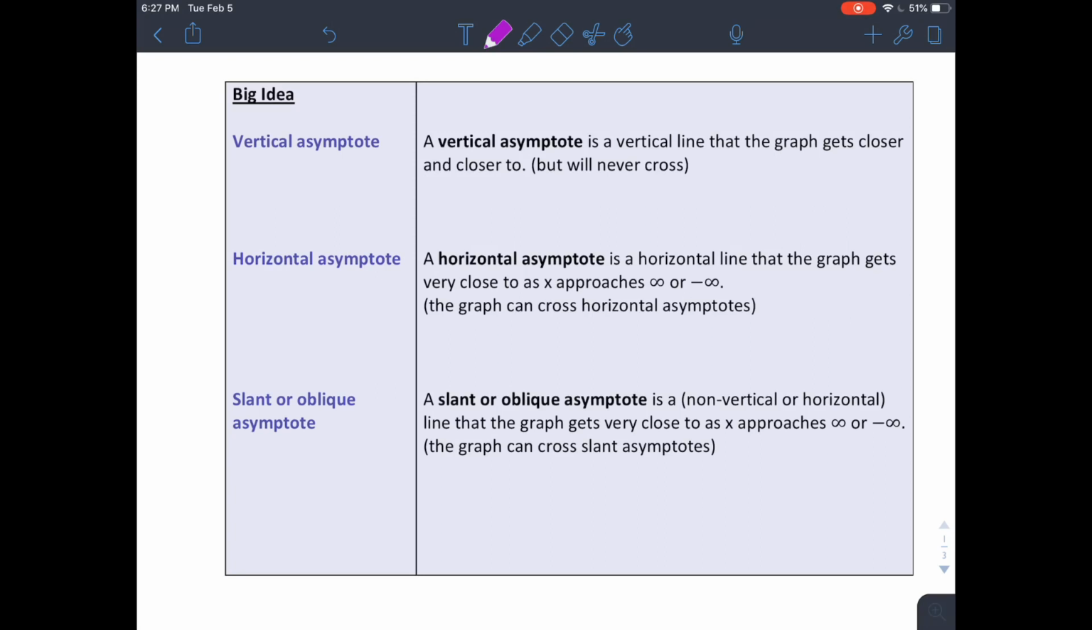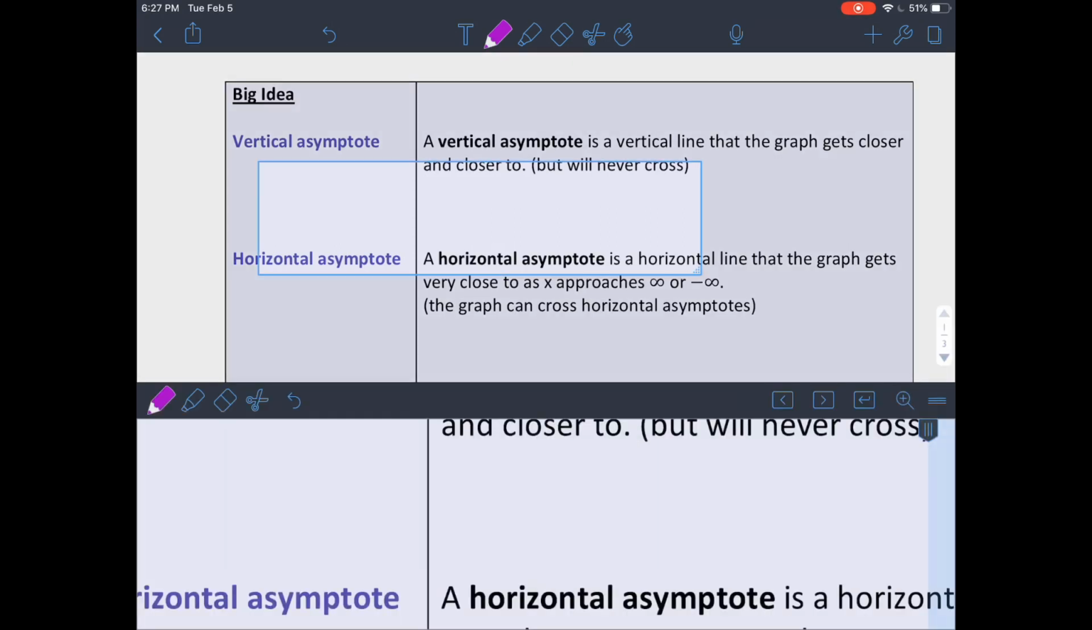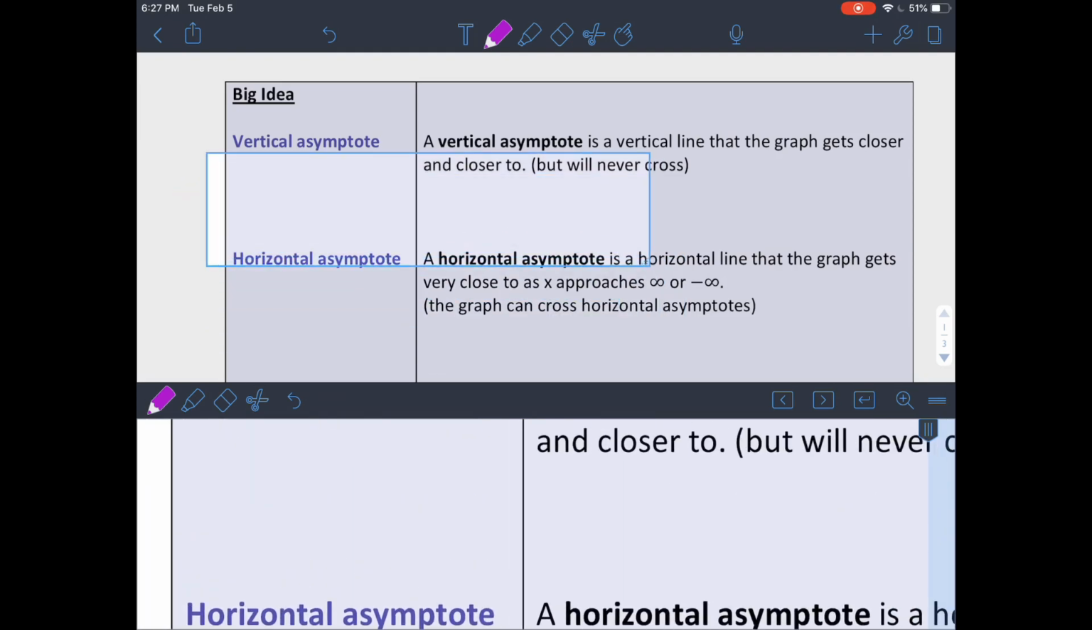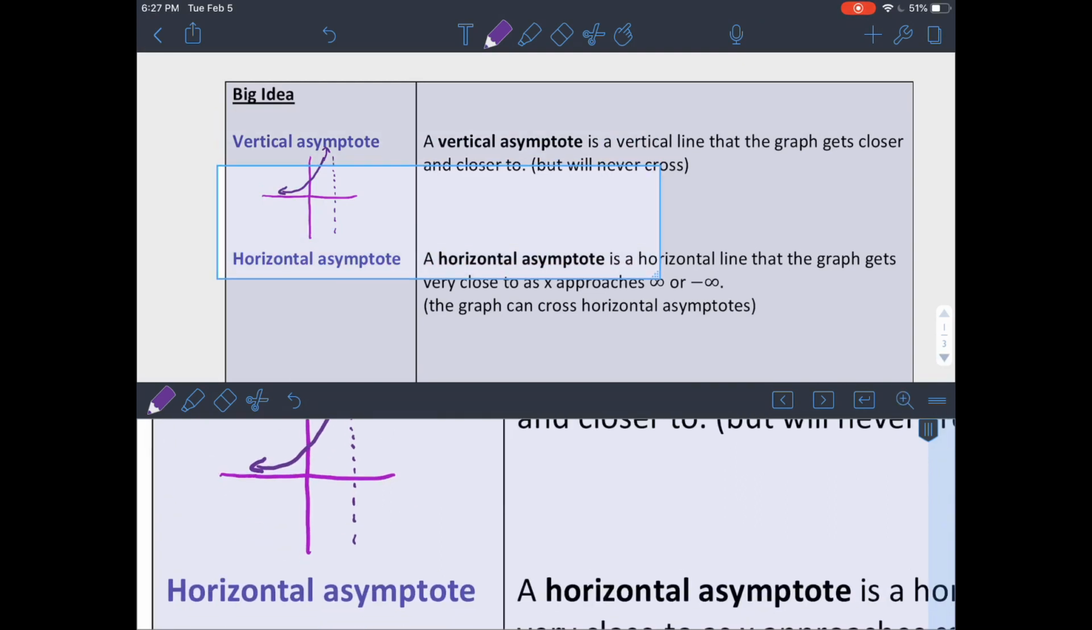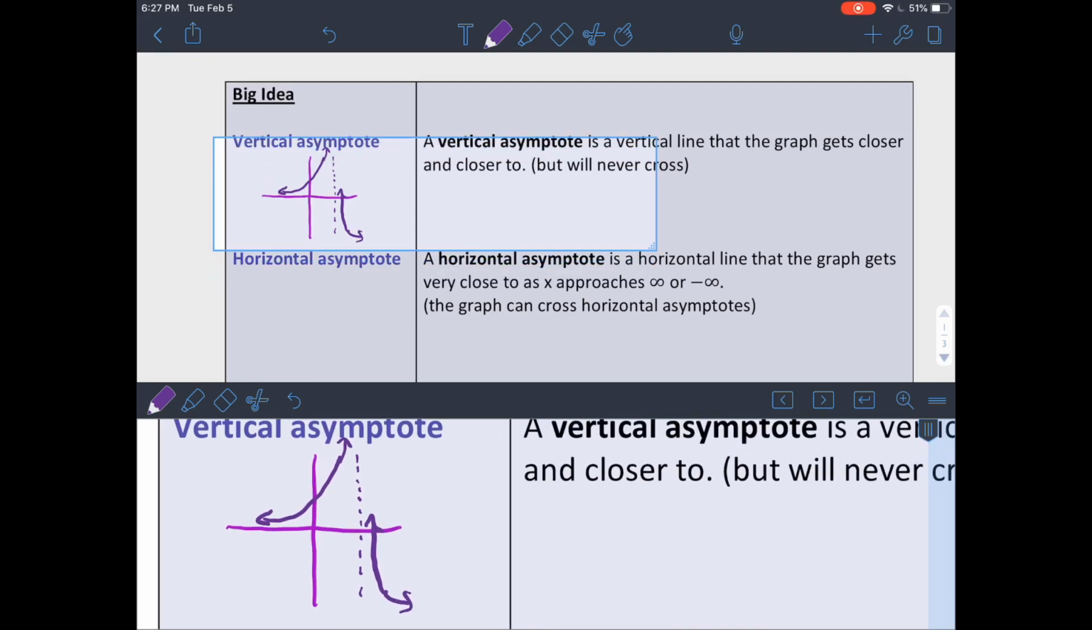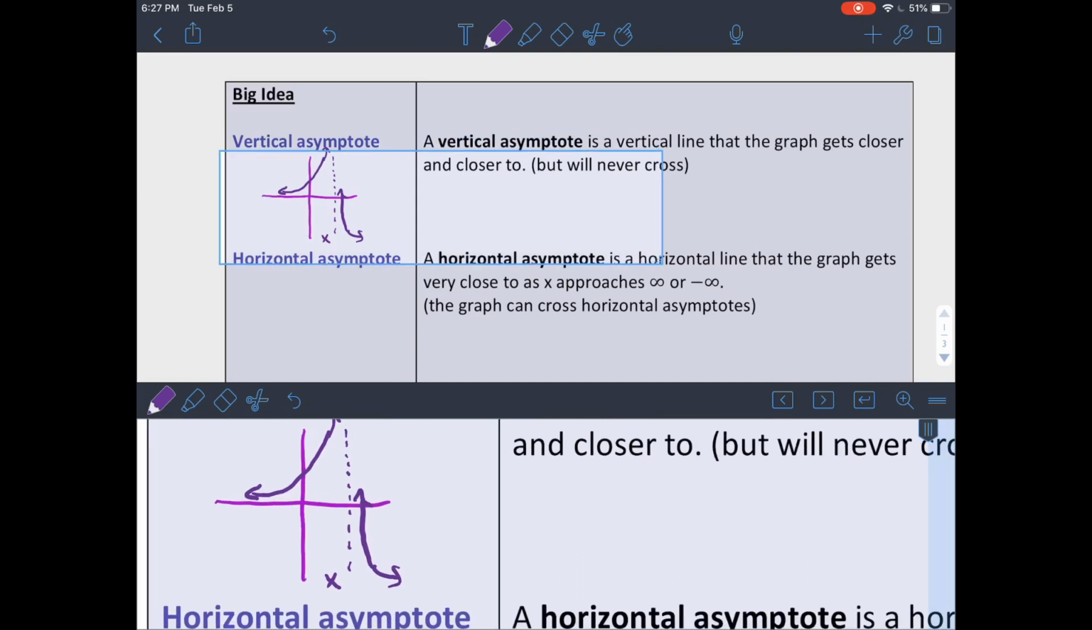So for example, let me sketch you a little picture here. Maybe I've got this rational function and it's getting closer and closer and closer to this vertical line, but it doesn't actually cross it. Vertical asymptotes never actually get crossed. Maybe that's the line x equals 2. Then that's a function that has a vertical asymptote.